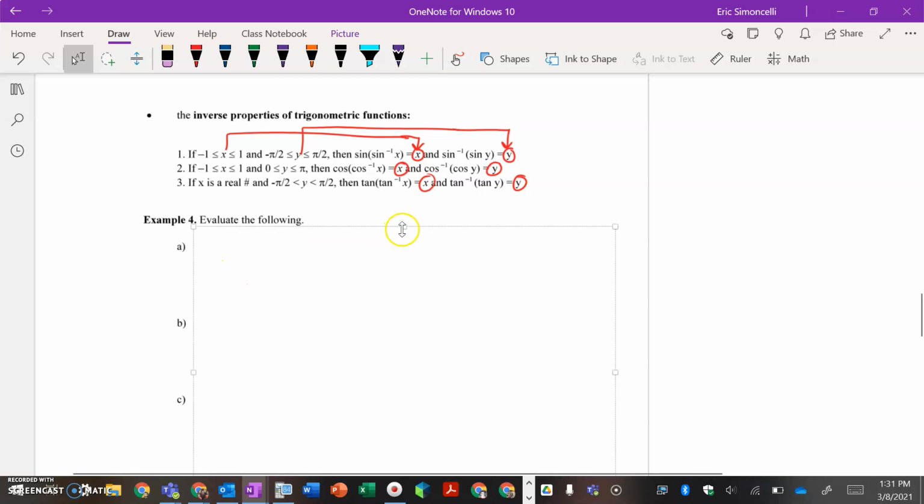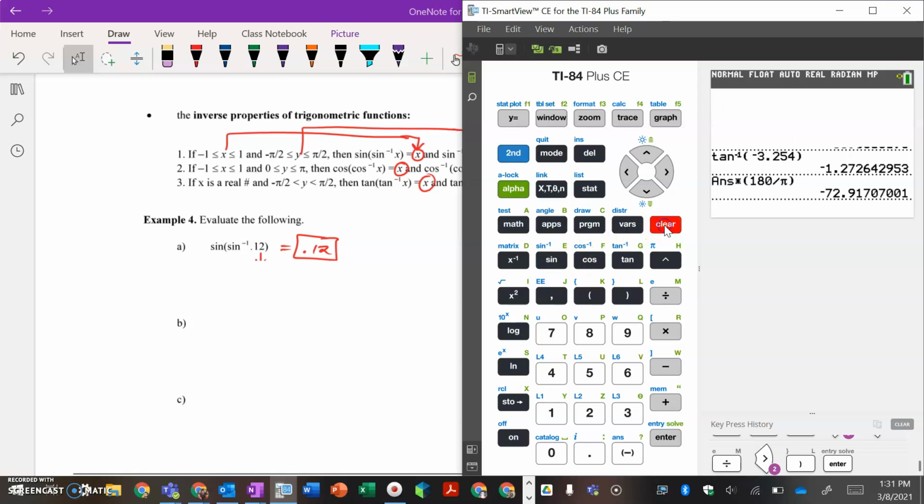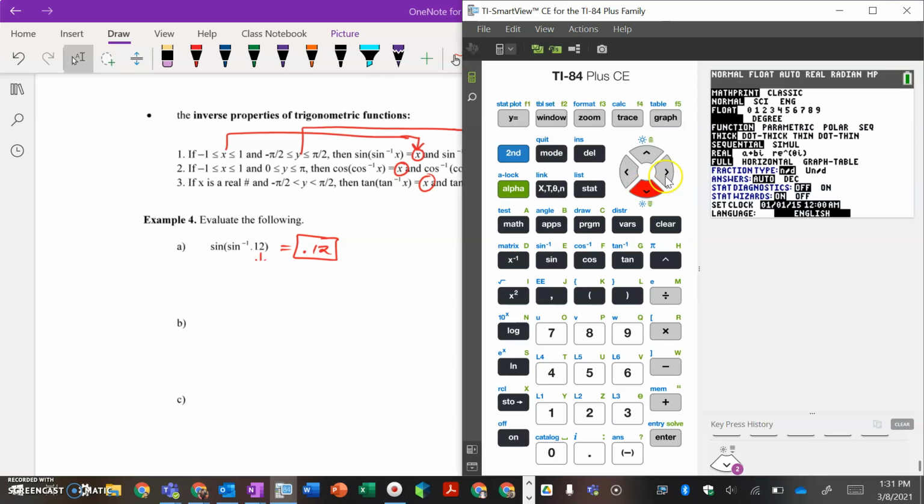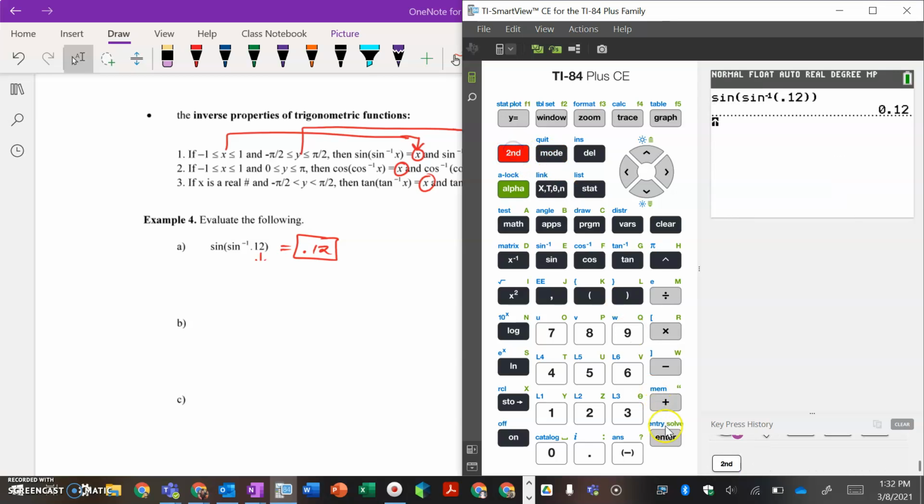So for example, we'll start off with the following. We'll say the sine of the inverse sine of 0.12. Now we're going to type this in to confirm. The calculator will do this whether you're in radians or degrees. So if we type in the sine of the inverse sine of 0.12, regardless of the mode, you're going to end up with 0.12. And if I did that in radians, let's now do it in degrees. If I hit second enter, and then just hit enter, let the calculator do its thing, you're going to end up with 0.12.